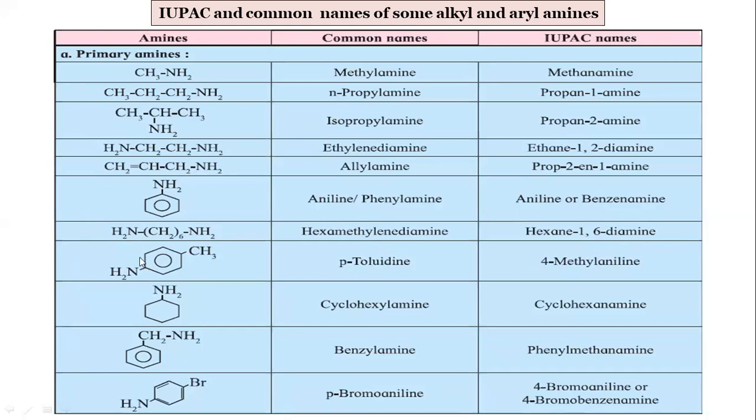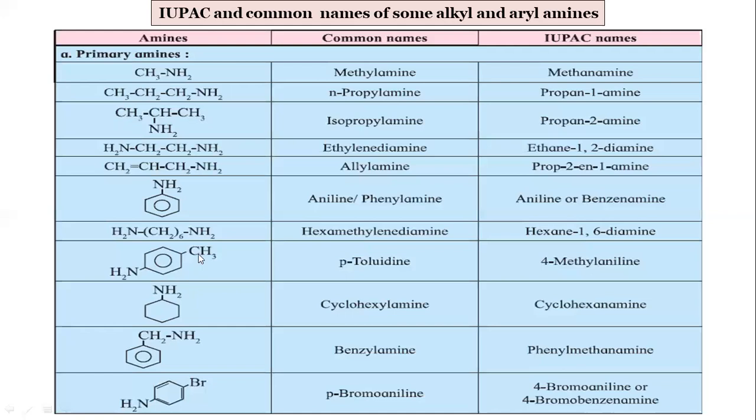Now, this is an aromatic amine. The common name is different actually. It is para-toluidine. P indicates para. If NH2 is considered as number 1, then this is number 2, number 3, and number 4. On number 4, there is a methyl group, so it is called para-toluidine. And the IUPAC name is 4-methylaniline, because on carbon number 4 a methyl group is there.